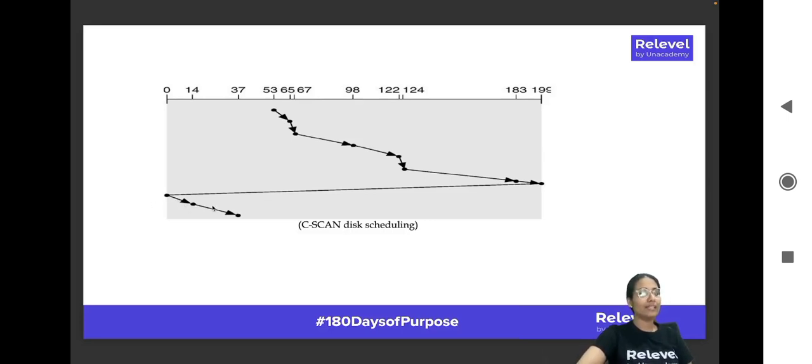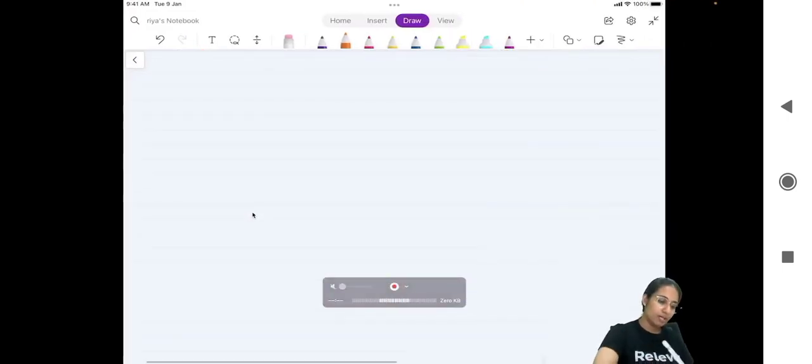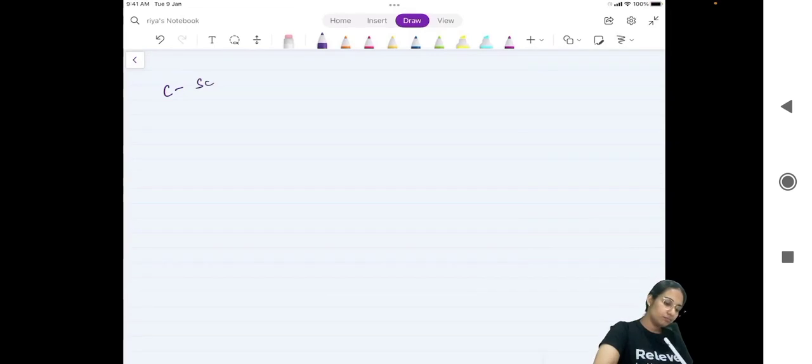Goes to 14 and then goes to 37, okay. So that is how it's happening. It's going this way and then coming back all the way to the start and then processing the request again in that manner, okay. So let's take an example over here also in these terms for C-SCAN to learn this concept in a slightly better way and using the examples we've already seen.